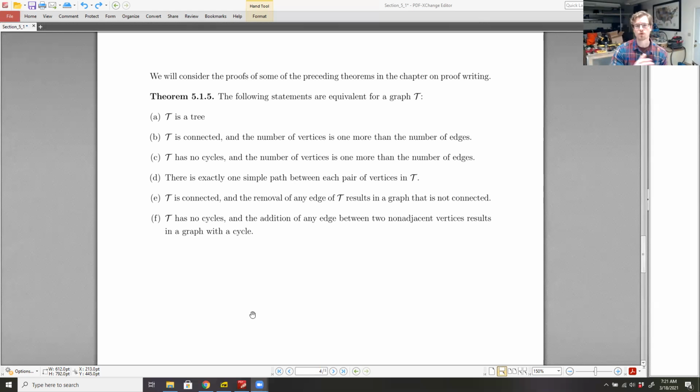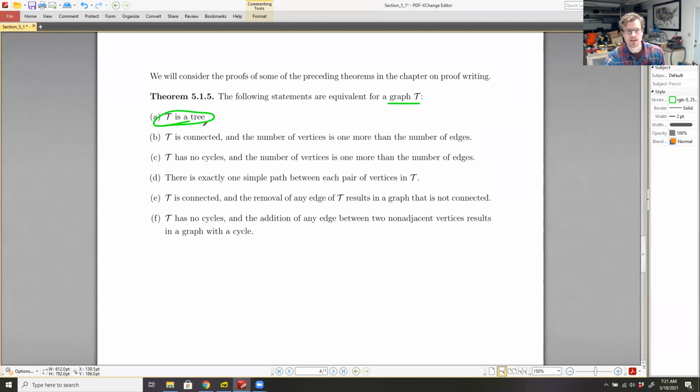All right, so for a tree, T, or a graph, right? A graph T. We say that it is a tree, okay? And each of the following things is equivalent to saying it's a tree or equivalent to one another. So if T is connected and the number of vertices is one more than the number of edges, then we could also say it's a tree. Or if the graph has no cycles and the number of vertices is one more than the number of edges, then we could also say it's a tree.